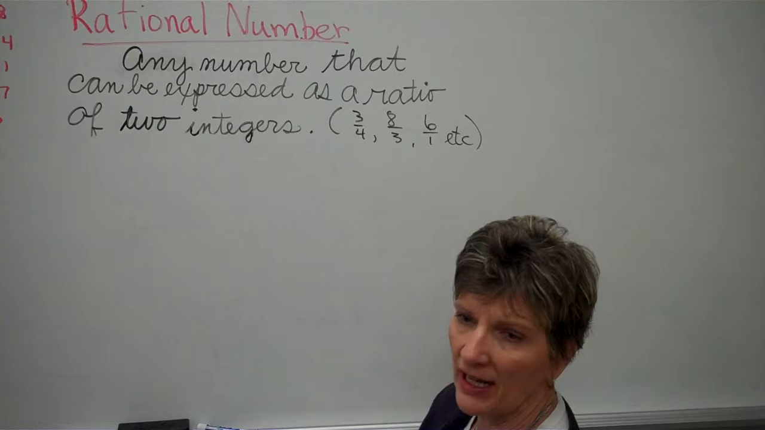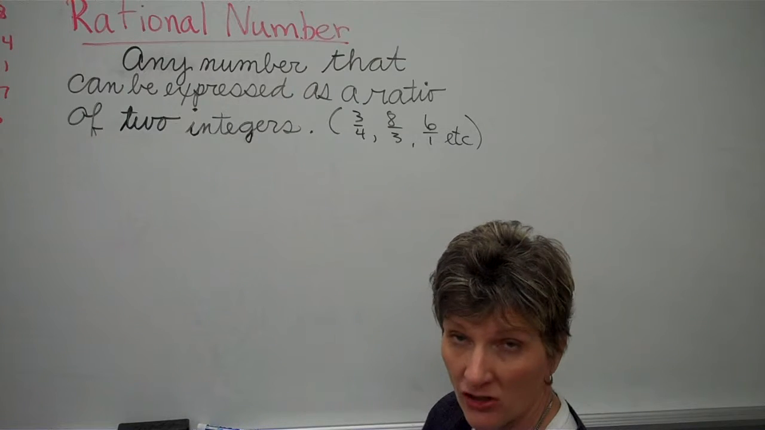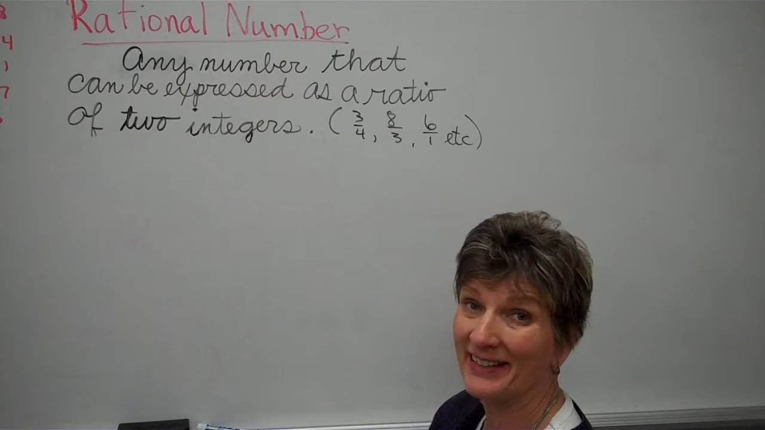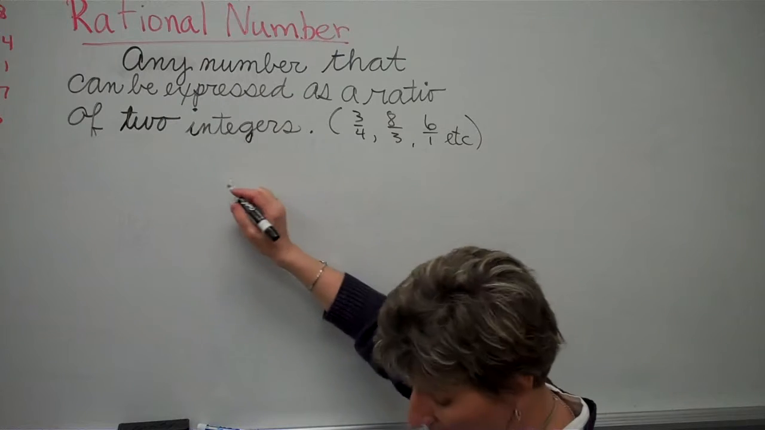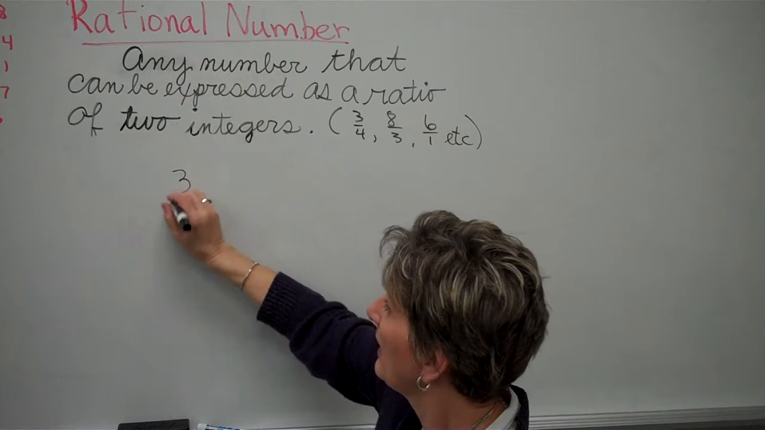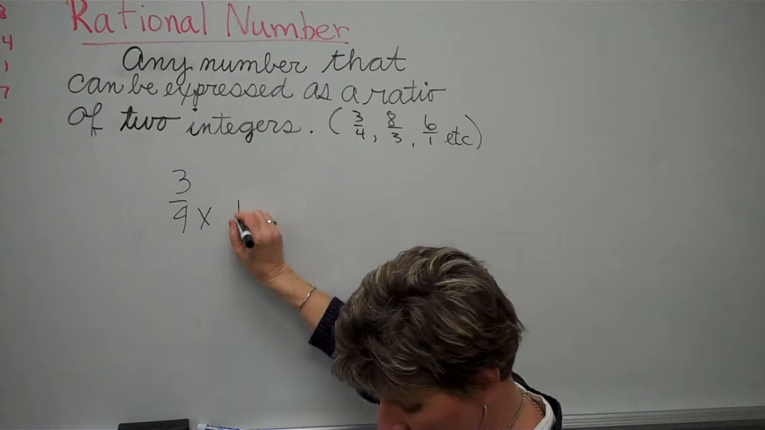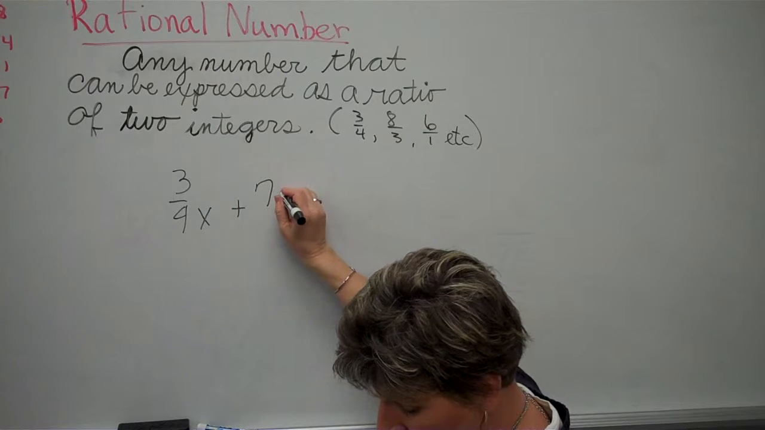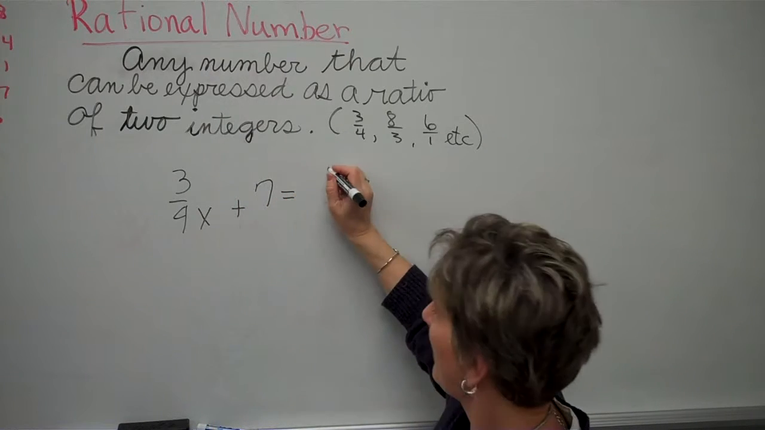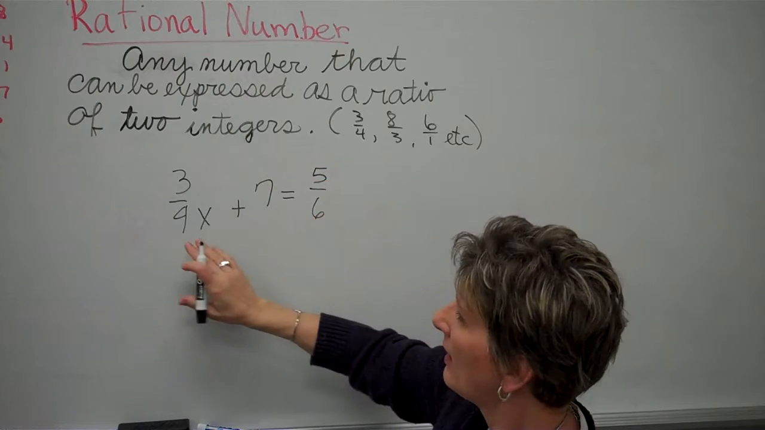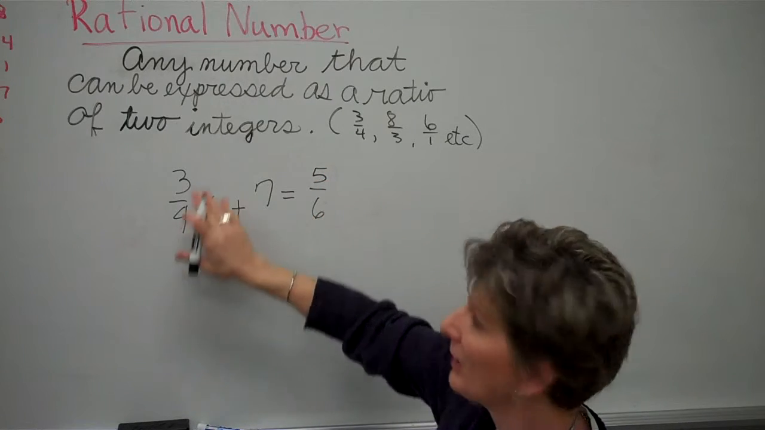I'm going to show you today a trick for solving equations that involve fractions and decimals. Let's begin with this problem. 3/4 x plus 7 equals 5/6.